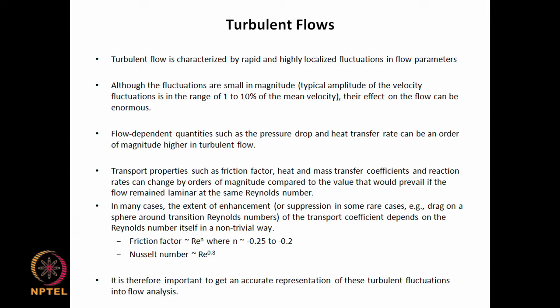For example, the friction factor in laminar flow is proportional to 1 by Re. So that means it is proportional to Re to the power n, where n is minus 1. In turbulent flow, the power n is minus 0.25 or minus 0.2, which is much less in magnitude, and that means the friction factor is going to be much higher in turbulent flow.